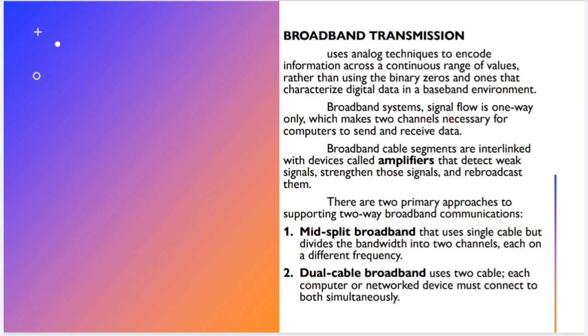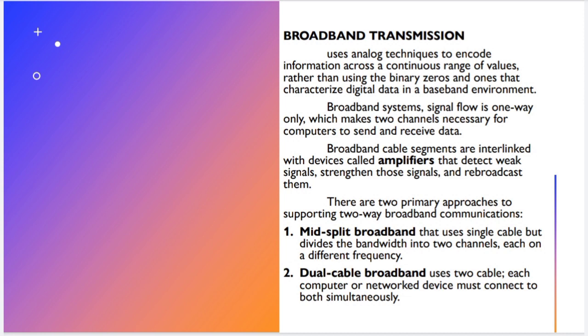While broadband transmission uses analog techniques to encode information across a continuous range of values, rather than using the binary zeros and ones that characterize digital data in a baseband environment. Broadband system signal flow is one way only, which makes two channels necessary for computers to send and receive data. Broadband cable segments are interlinked between devices called amplifiers that detect weak signals, strengthen those signals, and rebroadcast them.